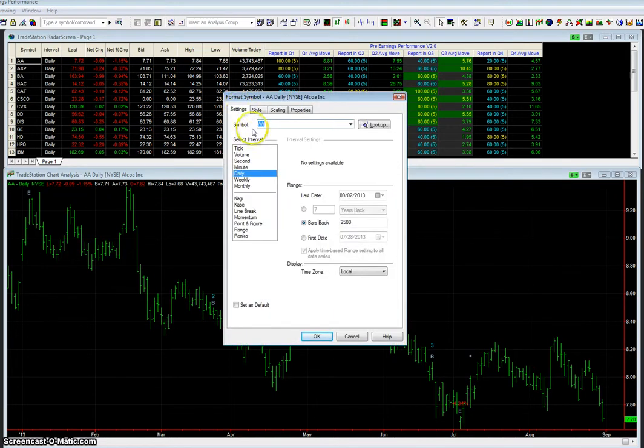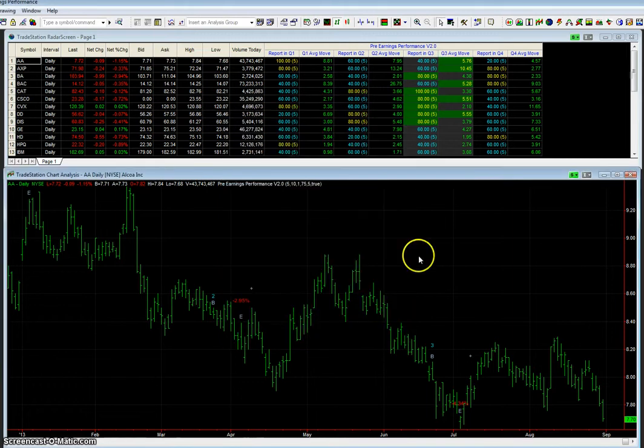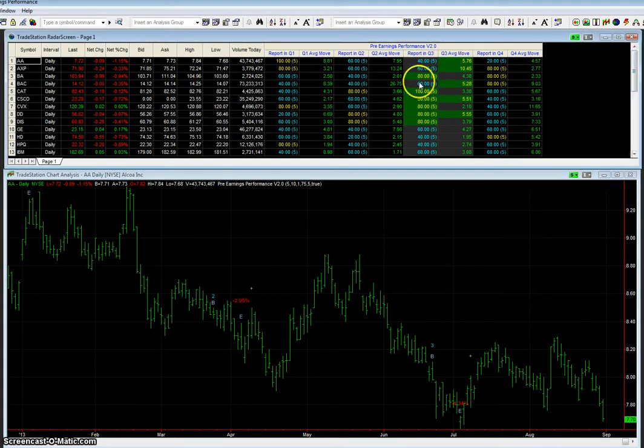So let me see settings, yeah, 2500 bars back. And again, this is daily data, set to daily, and set to daily. This indicator only works for daily data. So we come down here, let's see, okay, RadarScreen.